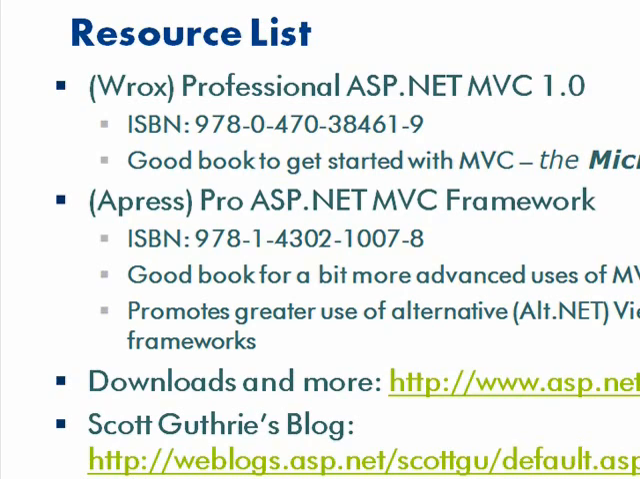Alternatively, though, if you're more of the alt.NET programmer, going with other solutions, maybe more of the open source community, you may want to consider the Apress book, Pro ASP.NET MVC Framework. This book has a lot of the alternative ways that we can go ahead and do MVC. For example, alt.NET view frameworks and unit testing frameworks that are not necessarily the ones that are included with the framework.